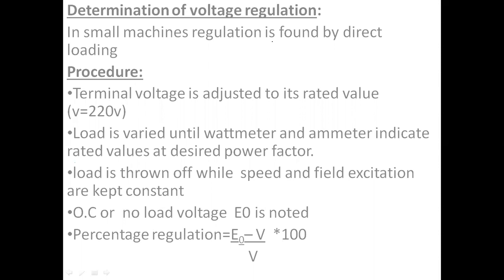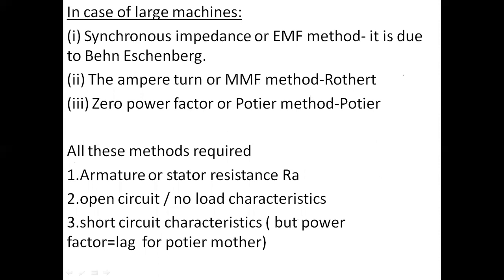But in the case of large machines, the cost of finding the regulation by direct loading becomes very prohibitive. So we have to choose other indirect methods, which I am discussing below. In all these procedures, the common factor is that the no load voltage E naught is found in each case. The first one is the synchronous impedance method, also called the EMF method.